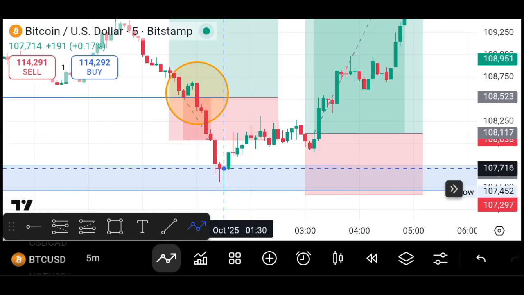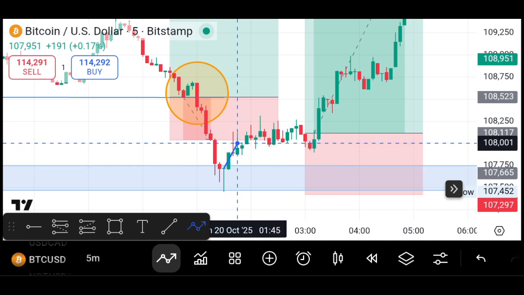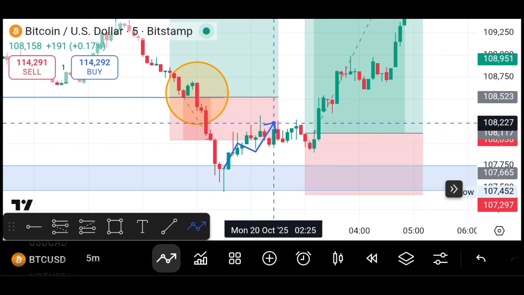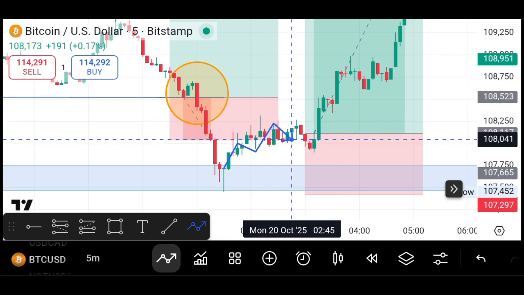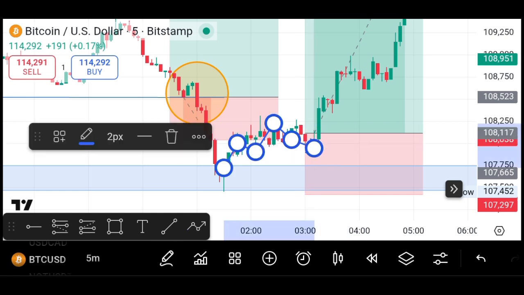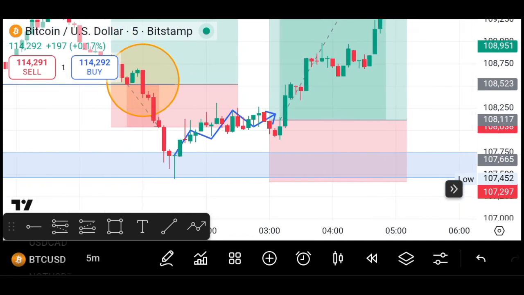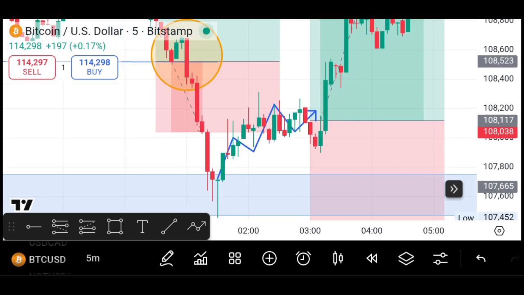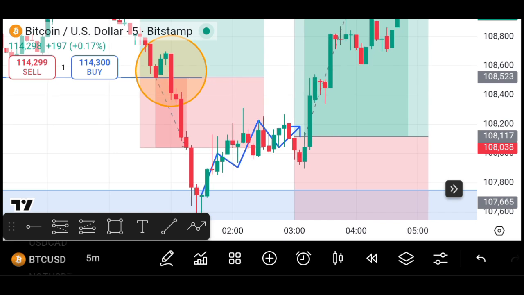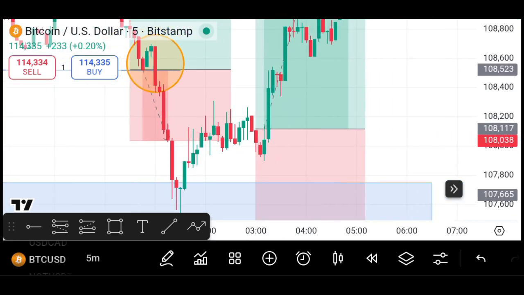As we can see here, price did this up-down thing. Okay, as we see here, sellers try to push the price down, but the buyers were kind of strong at that zone. This was where we entered for a buy.